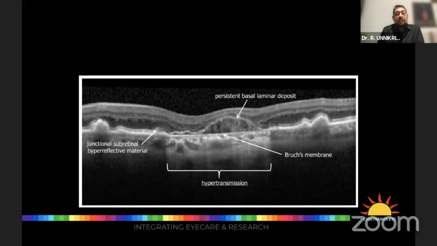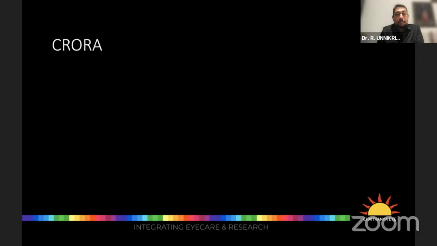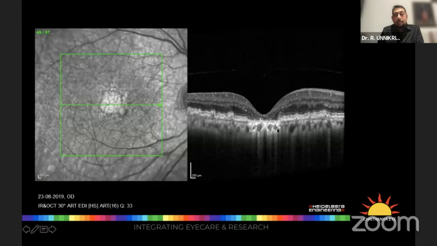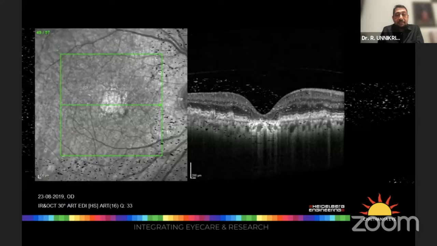So this is a typical example where you have a pigment epithelial detachment with content. Probably there's a possibility of fibrovascularity there, but the area of transmission encompasses that, because the RPE overlying this particular PED is also atrophic, and it still falls under the terminology of CRORA. So these are some of the examples we have. You can see the hypertransmission, a total loss of tissue overlying that area, with the dipping of the layers.